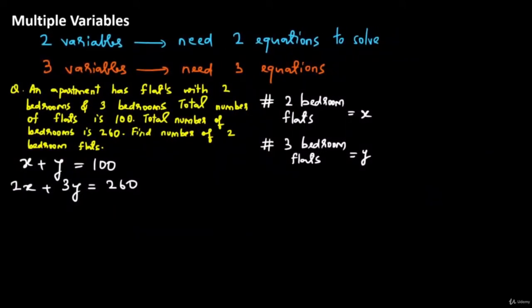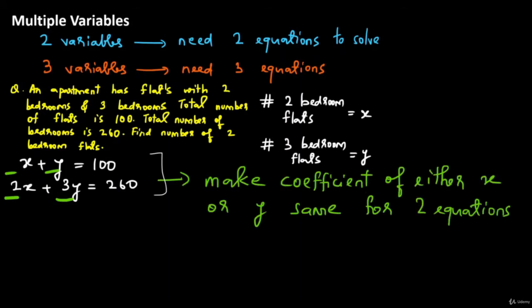Alright, now for solving these two equations, let's observe the coefficients of the variables. So over here, x has a coefficient of 1, y has a coefficient of 1, and x has a coefficient of 2, and y has a coefficient of 3. Alright, now to solve this set of equations, make the coefficients of either x or y the same for both the equations. Alright, now let's number the equations. Let this be equation 1 and this is equation 2. Now over here I have x plus y is equal to 100. Now let's multiply this equation throughout with 2. We can do that, right?